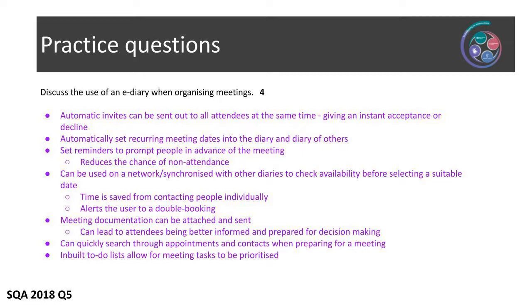Meeting documentation, like the agenda, for example, can be attached and sent to the meeting invite, which means attendees are better prepared and informed, and they're prepared to make decisions in the meeting. You could, of course, quickly search through appointments and contacts when preparing for a meeting to be able to get the right people invited. And there's also the facility to have an inbuilt to-do list to allow for meeting tasks to be prioritized. And there's lots of functionality there. So discussing why the functionality of an e-diary is helpful or a good aid when organizing meetings is the key there to getting the marks.